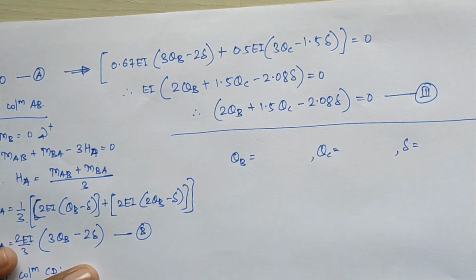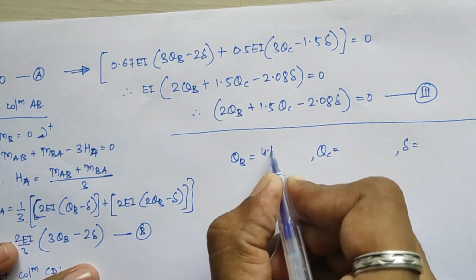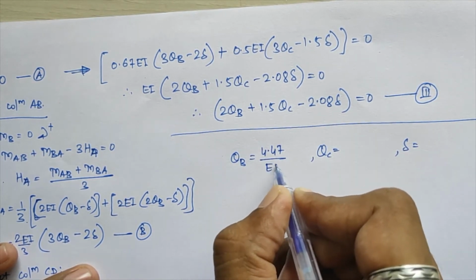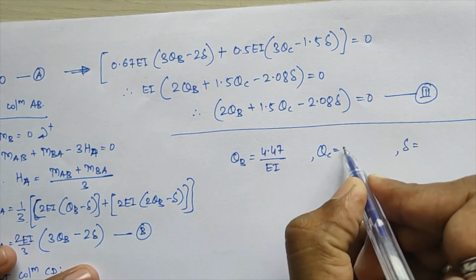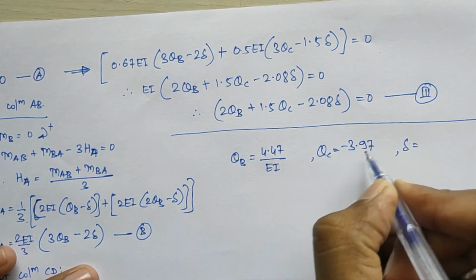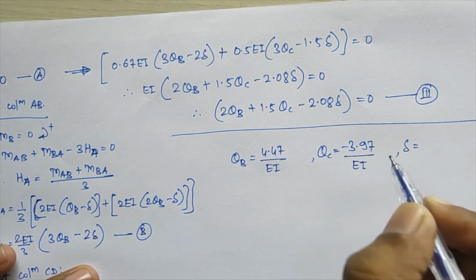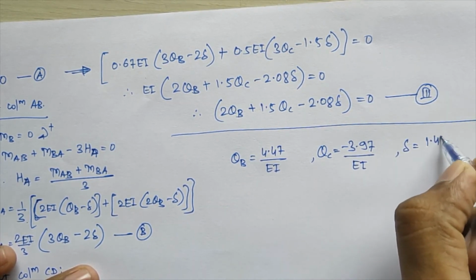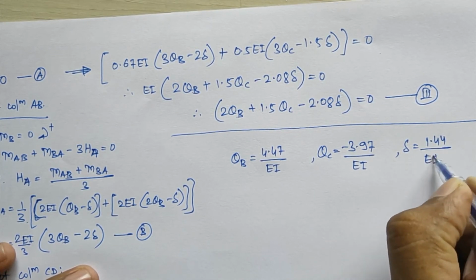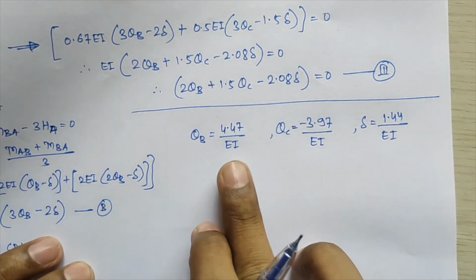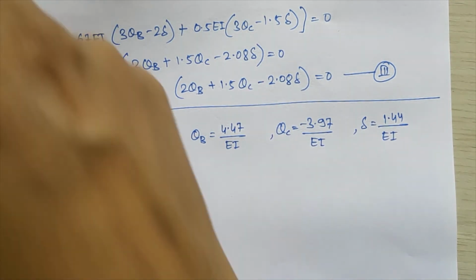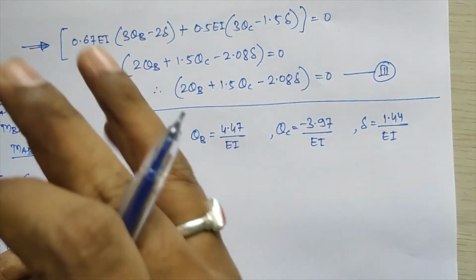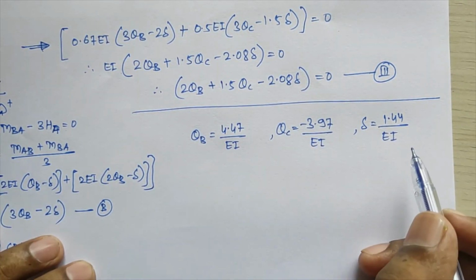Okay, so if you solve these three equations simultaneously, you'll get theta B equal to 4.47 divided by EI, theta C as minus 3.97 divided by EI, and delta as 1.44 divided by EI. You can check these values over there. The decimals may vary slightly, but your values must come out approximately similar.